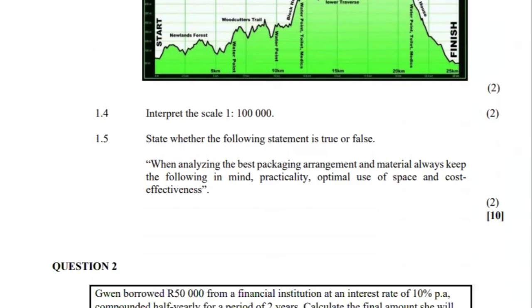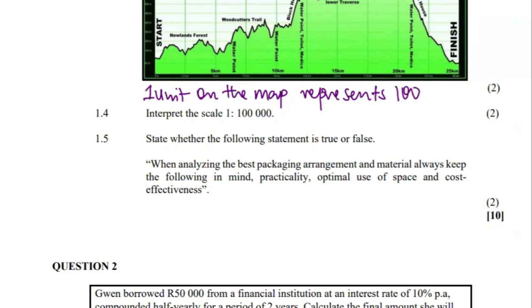Interpret the scale shown, which is 1 is to 100,000, which simply means 1 unit on the map represents 100,000 units in real life. That's what it simply means.